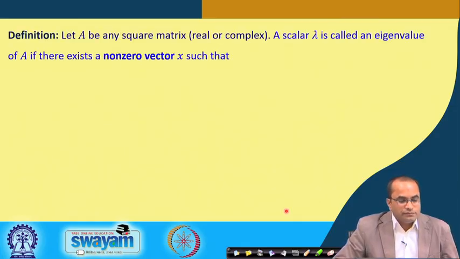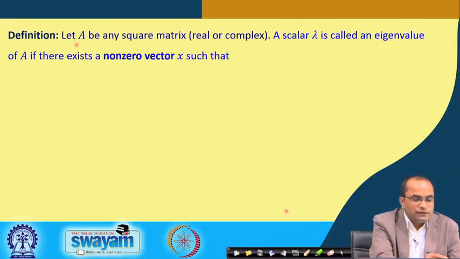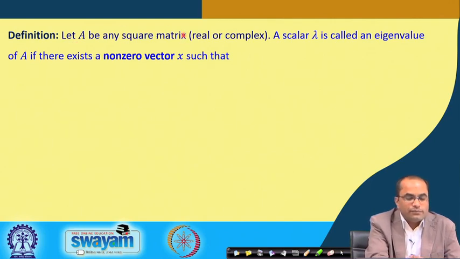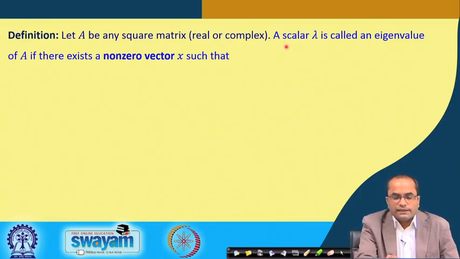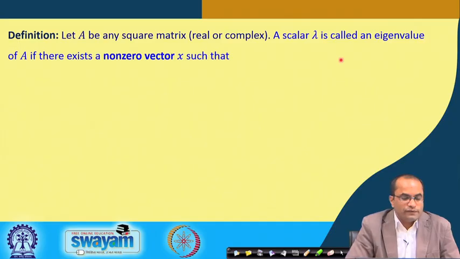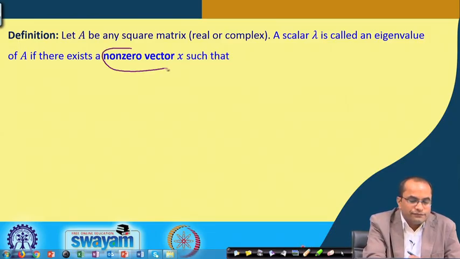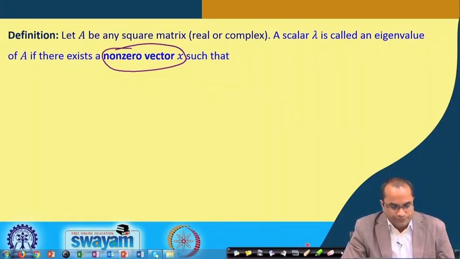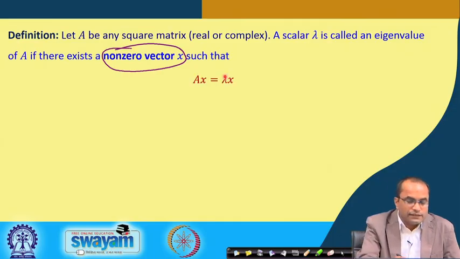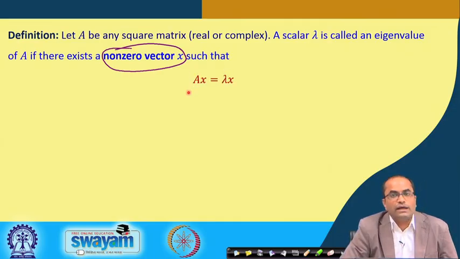So, the formal mathematical definition: let A be any square matrix. The entries of the matrix A can be real or complex. A scalar lambda is called an eigenvalue of A if there exists a non-zero vector x, and that is also important here, a non-zero vector, such that A x is equal to lambda x.